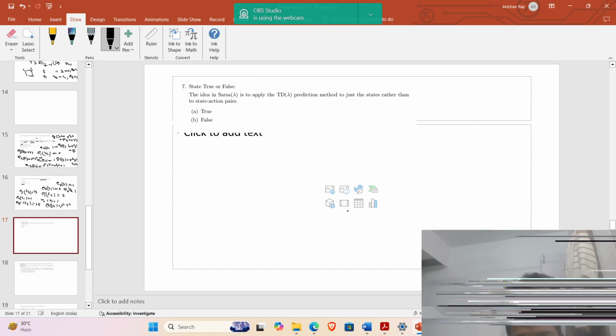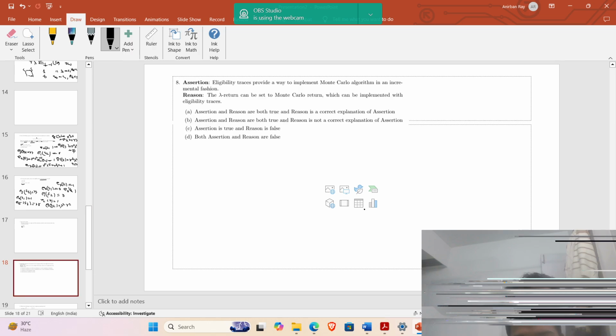Next question: the idea in SARSA lambda is to apply the TD lambda prediction method to just the states rather than state action pairs. So this one is clearly wrong. State action pairs is what we have defined, I have written that previously as well. Next question: eligibility traces provide a way to implement Monte Carlo algorithms in an incremental fashion. Yes, that is correct. The lambda return can be set to the Monte Carlo return, which can be implemented using eligibility traces. So this is correct. The explanation is also correct, I think.